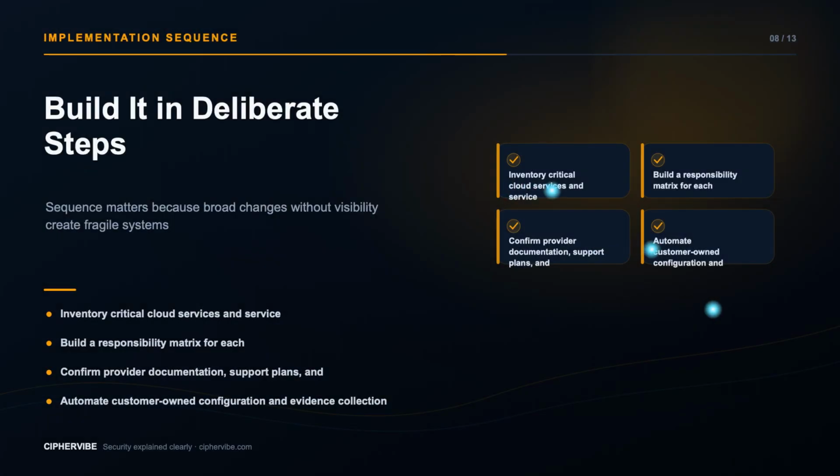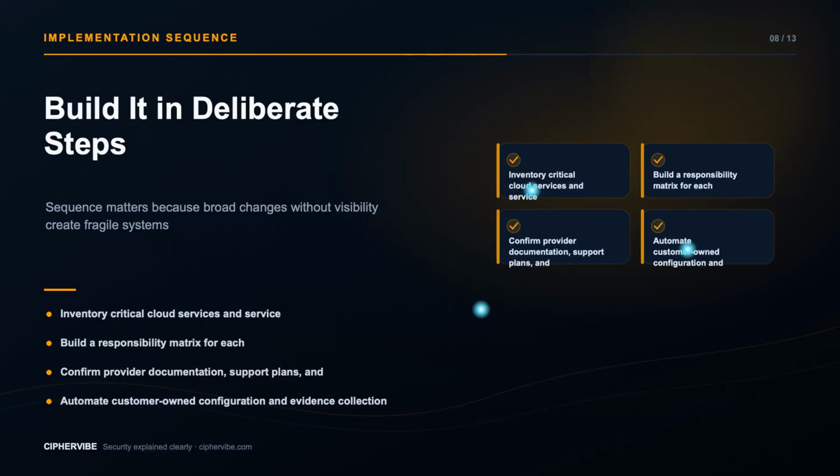Implement this layer in a sequence that preserves evidence and limits blast radius. First, inventory critical cloud services and service models. Second, build a responsibility matrix for each high-risk workload. Third, confirm provider documentation, support plans, and contractual requirements. Fourth, automate customer-owned configuration and evidence collection. Fifth, exercise a joint incident and update ownership gaps. Prefer pilots with a named owner and rollback plan over an unmeasured organization-wide switch.